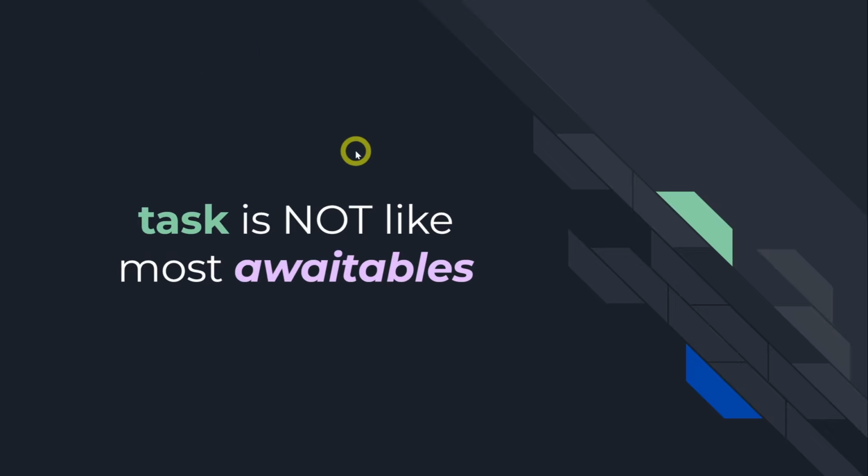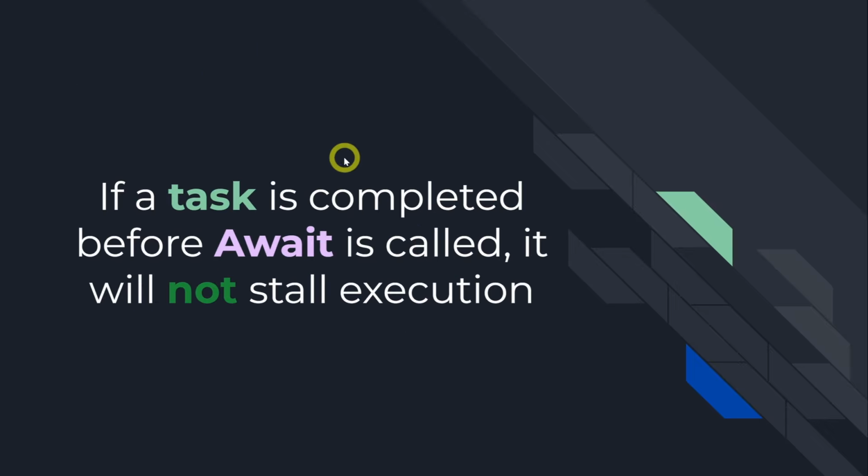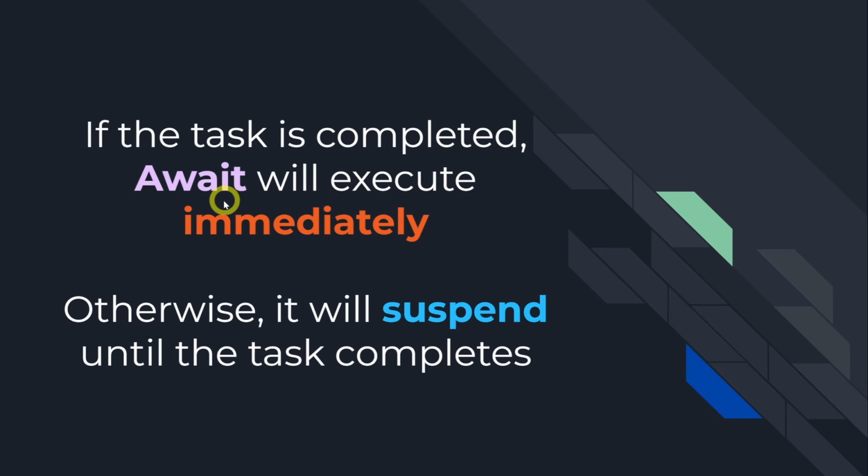So task is not like most awaitables. If a task is completed before await is called, it will not stall the execution. So if the task is completed, await will immediately execute. It won't wait and it won't be stalled just waiting for the task to complete. It's smart enough to know that it's already done.